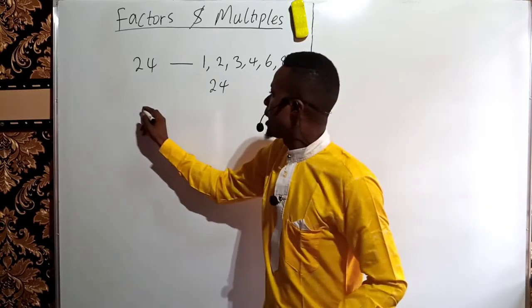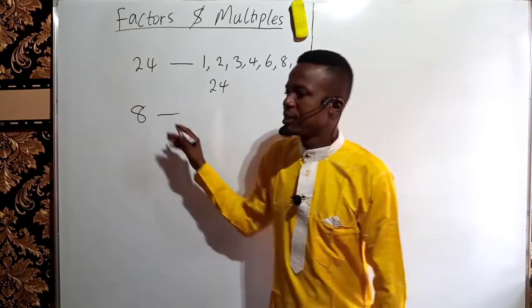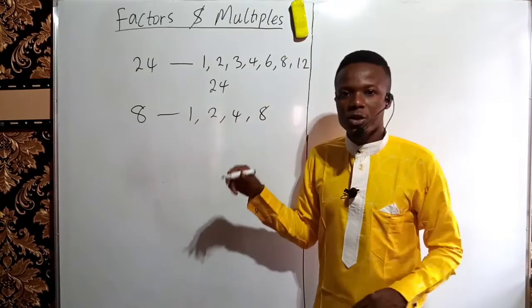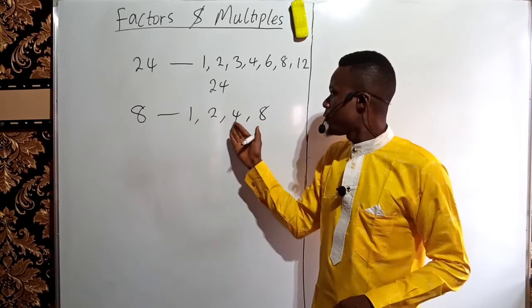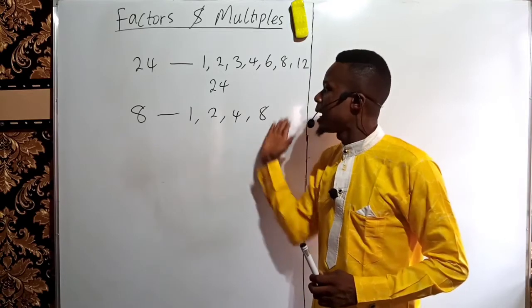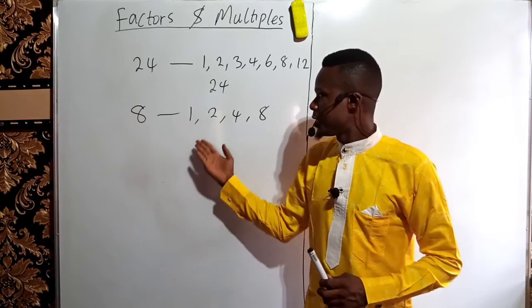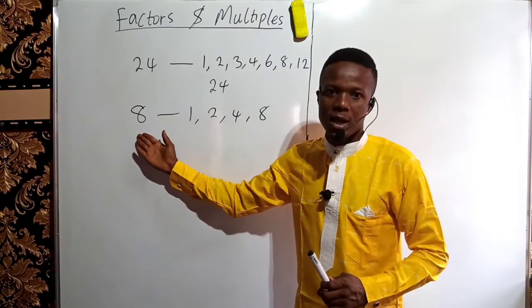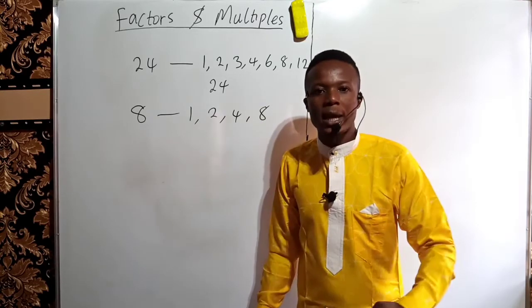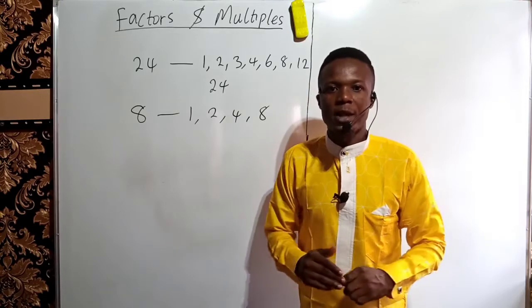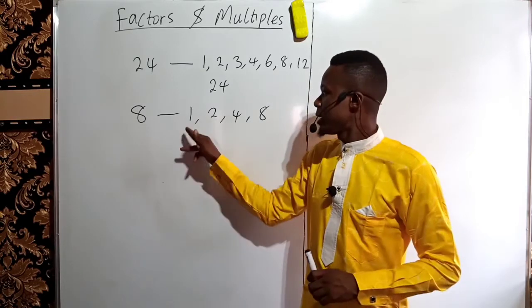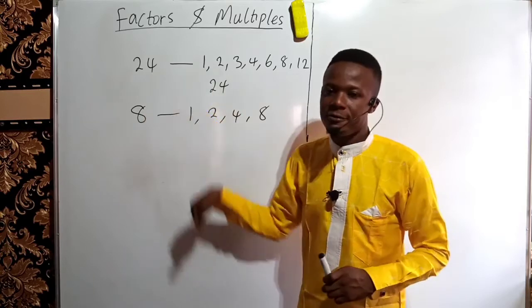Another example: if you have 8, there are so many numbers that can go into 8 without a remainder. The numbers are 1, 2, 4, and 8. You will find out here that all these numbers can carefully divide 8, giving no remainder at all. Therefore, these numbers are the factors of 8, because they can go into 8 without a remainder. You will also notice that I added 1 and 8 itself, because I told you that 1 is a general factor of any number you are talking about. Not just 1, the number itself is its own factor. That is why you are seeing 1 and 8, and you are seeing 1 and 24 under the factors.